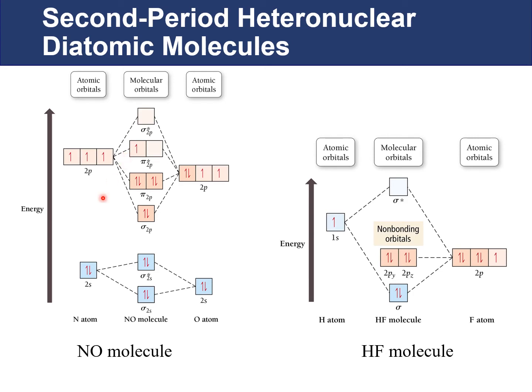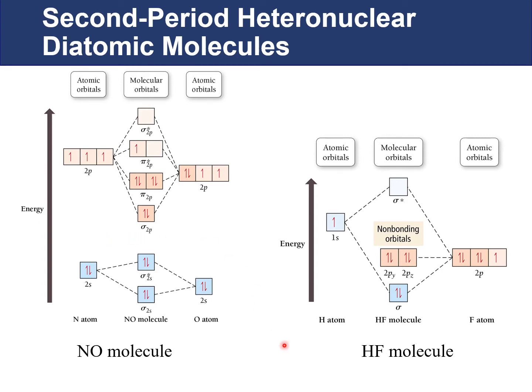As a result, the bond order of NO would be, counting up the number of bonding electrons, 2 plus 2 plus 2 plus 2, so 2, 4, 6, 8. 8 minus 3 antibonding electrons is 5, and 1/2 of 5 is 2.5. So we expect the bond order for nitrogen monoxide to be 2 1/2.